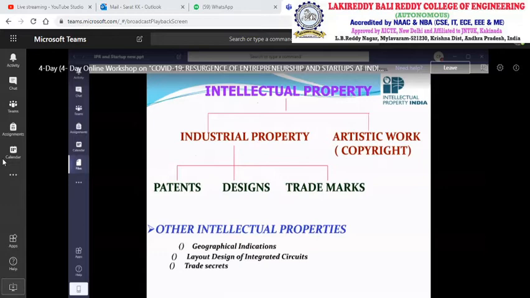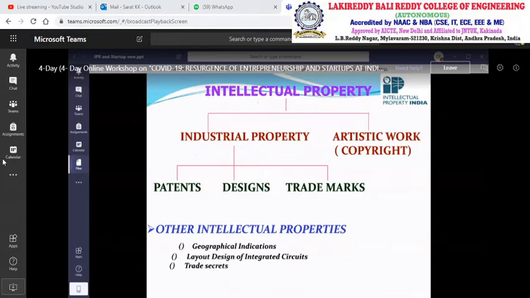Suppose I am having a mobile with a rectangular shape. Suppose Dr. Narendra Babu sir has a mobile with a square shape. This kind of shape generally comes under the design aspect of intellectual property right.